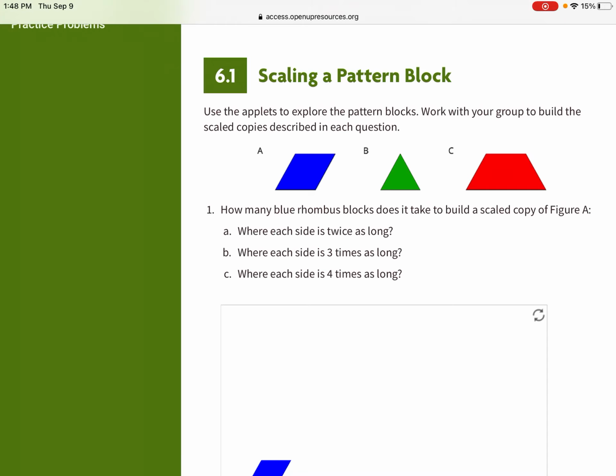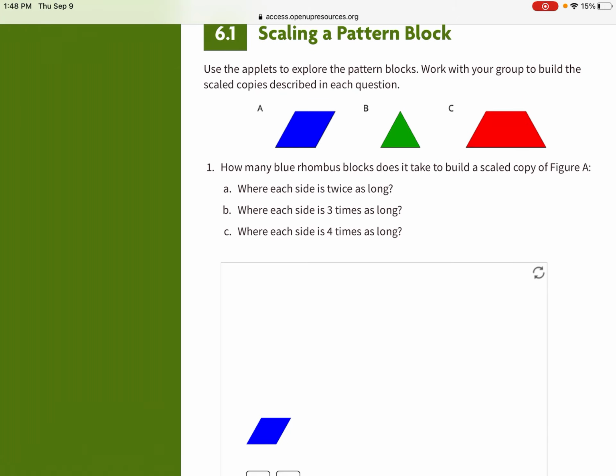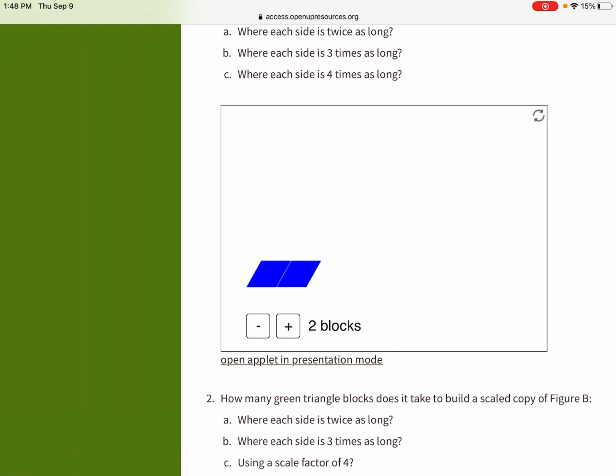This first one with the blue block says each side is twice as long. If we want to make each side twice as long, we've added one block, but if you notice, we've only doubled the side on one side. Once we've added 4, we've increased both height and width. What you'll notice is that if the area of the original was one of these blue rhombuses, now that has increased by 4. The B part says, now what if we increase each side by 3?